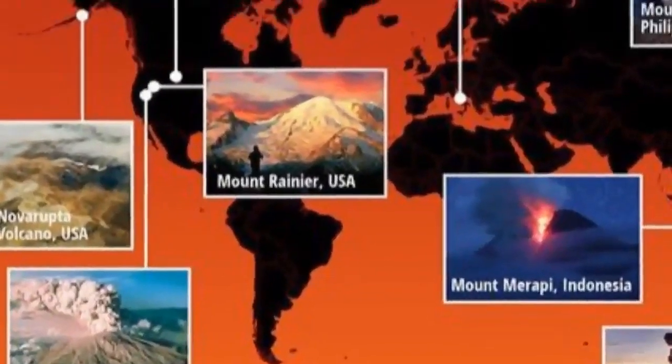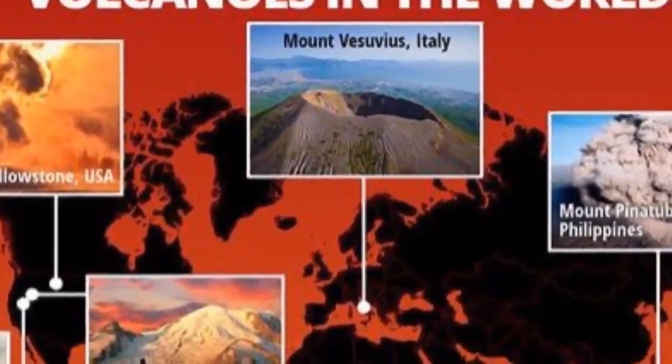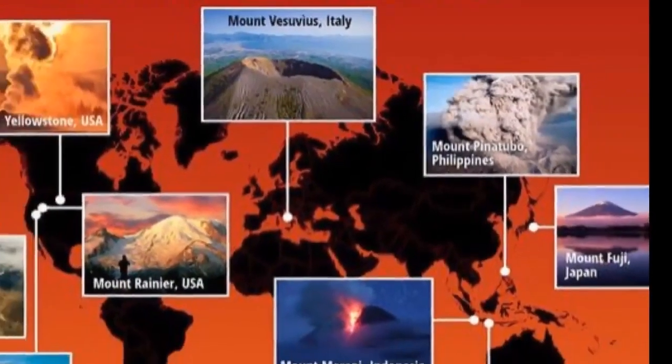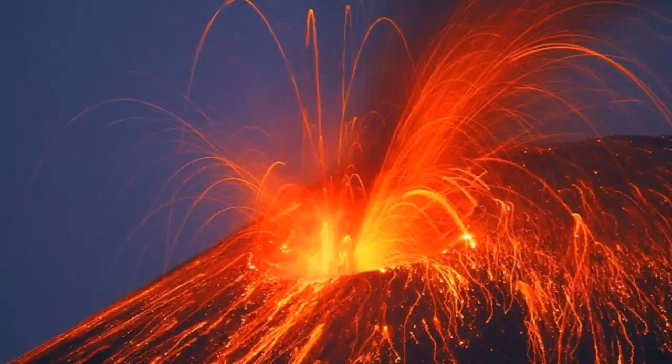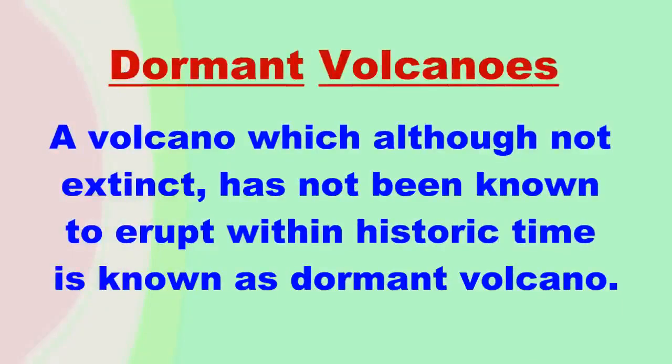Mount St. Helens, USA, Stromboli and Etna, Mediterranean Sea, and Pinatubo, Philippines are some of the examples of active volcanoes. The Stromboli volcano emits so much fire that it has come to be known as the lighthouse of the Mediterranean Sea. Dormant volcanoes. A volcano which, although not extinct, has not been known to erupt within historic time, is known as a dormant volcano.